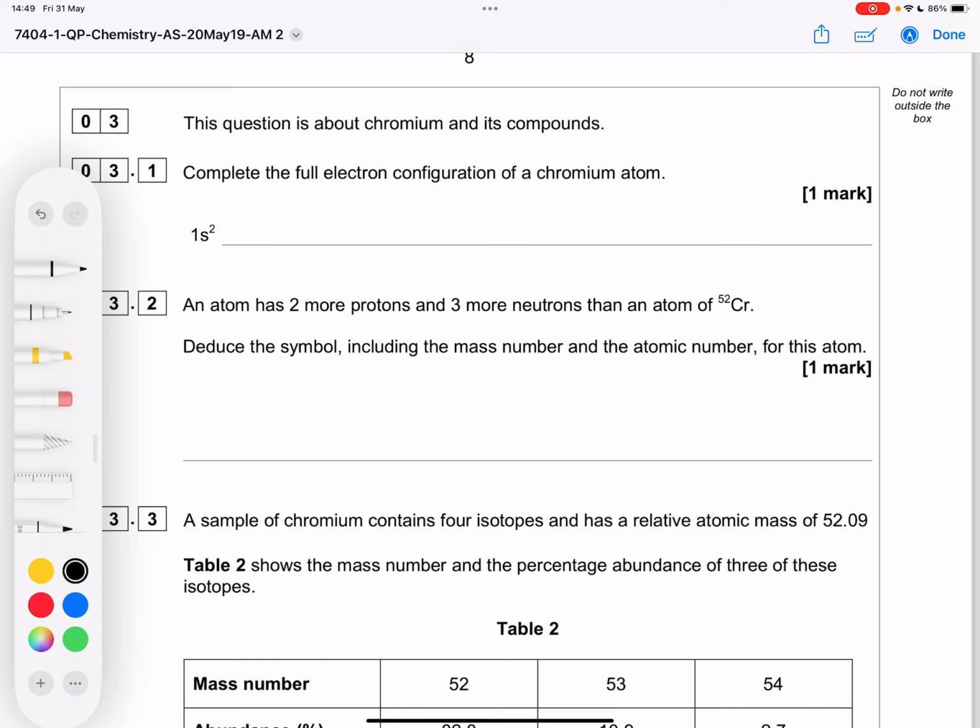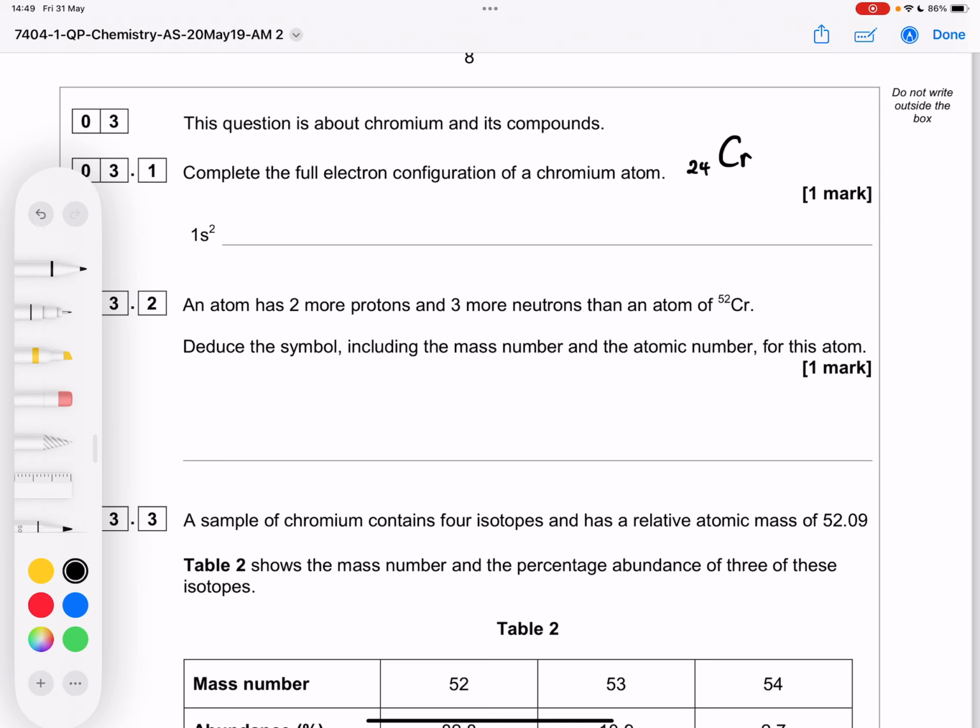This question is about chromium and its compounds. Give the full electron configuration of a chromium atom. So the first thing you're going to want to do is go to the periodic table, look up chromium, find out that it has atomic number 24.